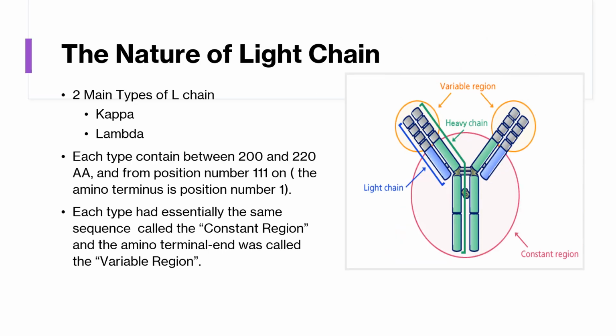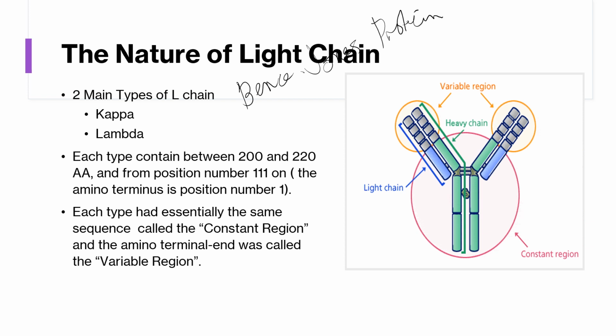Then let's discuss the nature of the light chain. The difficulty in obtaining a significant amount of specific immunoglobulin for amino acid analysis was overcome by the discovery of what we call the Bence-Jones protein. This Bence-Jones protein is found in the urine of a patient with multiple myeloma, where in fact the L chain is being secreted by the malignant plasma cells.